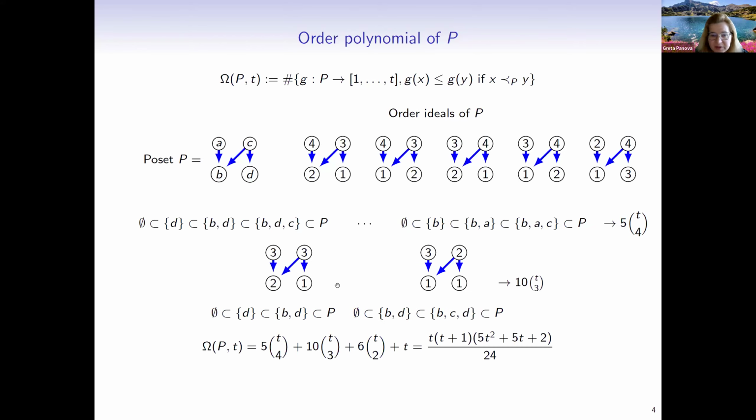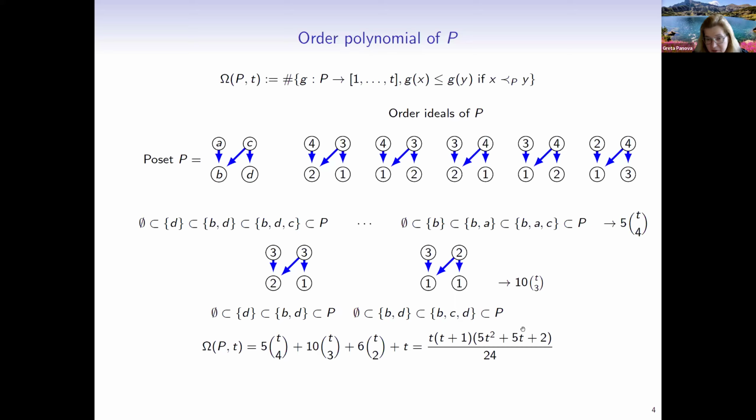Then if you just have 3 distinct values, you get a lot more. So you get actually 10 possibilities. So here are some examples of how they work. And then if you have 2 distinct elements, then you have 6 possibilities, and so on. So the order polynomial then is just the sum of all these binomial coefficients times the number of chains of that size. So now you see it is a polynomial. So this is basically how you prove that this is a polynomial.